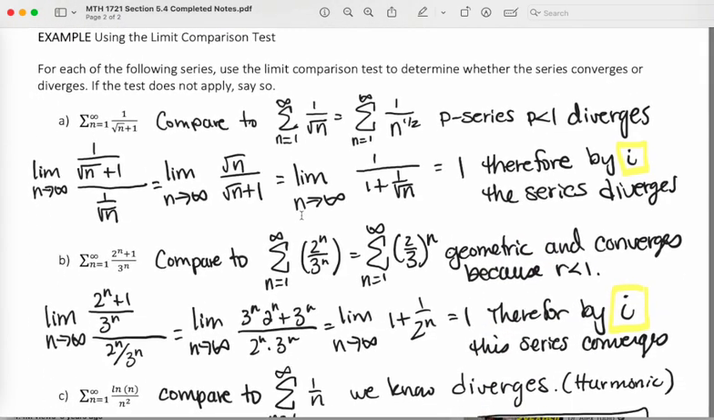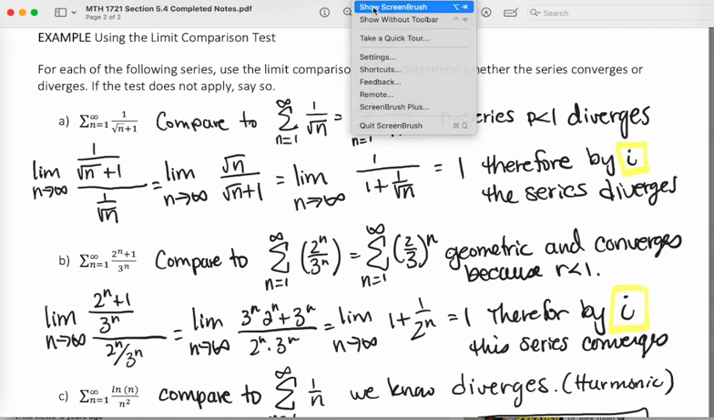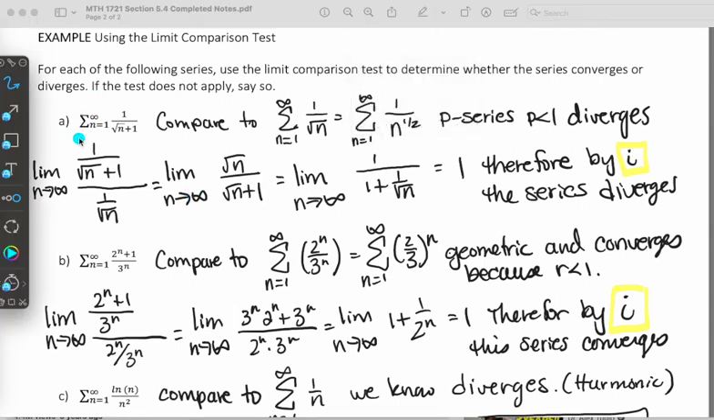Okay, let's look at the first example for this theorem. I'm looking at the series 1 over the square root of n plus 1. Now I'm going to compare it to a p series of 1 over the square root of n. If I rewrite it so that it looks more like the p series, it's going to be 1 over n to the 1/2. So this is a p series with p equal to 1/2, and since I know p is less than 1, I know that this series is going to diverge.